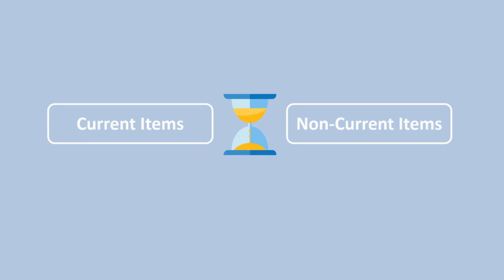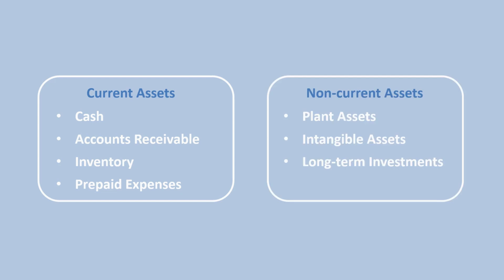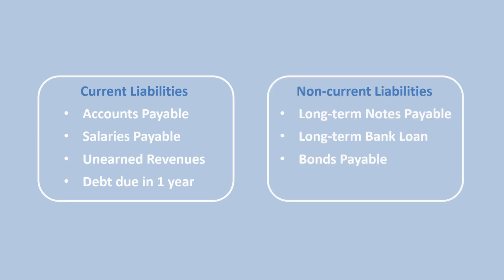Current items are those expected to be resolved within a year, while non-current items are not anticipated to mature within a year. Current assets typically include items connected to daily operations, such as cash, accounts receivable, inventory, and prepaid expenses. In contrast, non-current assets encompass items like plant assets, intangible assets, and long-term investments. Similarly, current liabilities represent obligations due within 1 year, encompassing items like accounts payable, salaries payable, unearned revenues, and the current portion of long-term debts. Long-term liabilities represent financial commitments extending beyond a year.